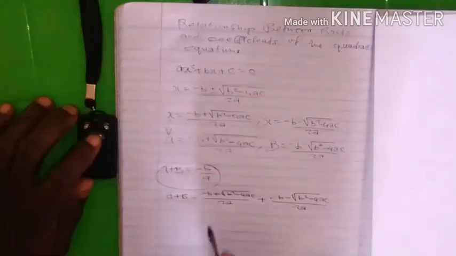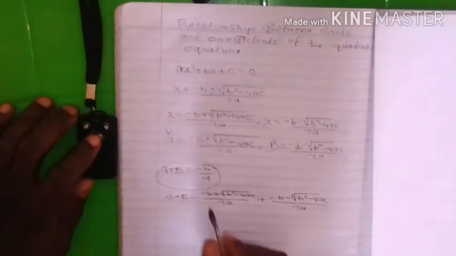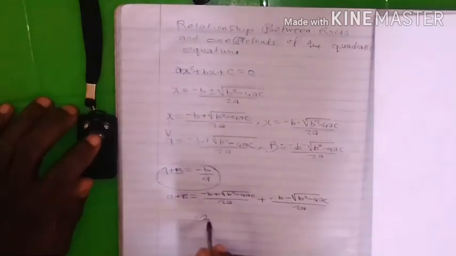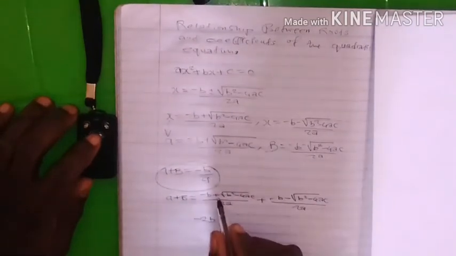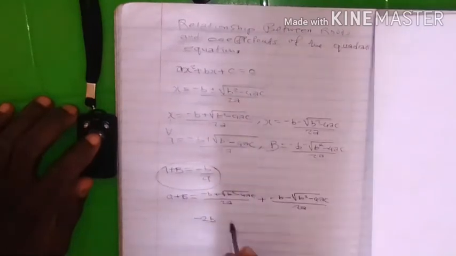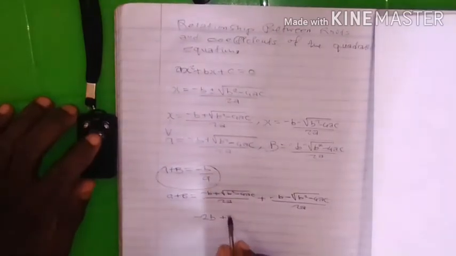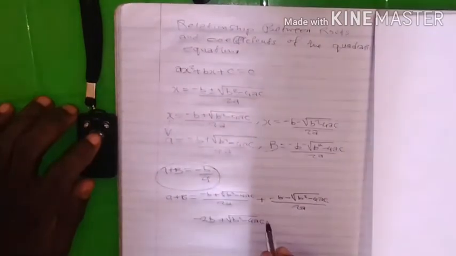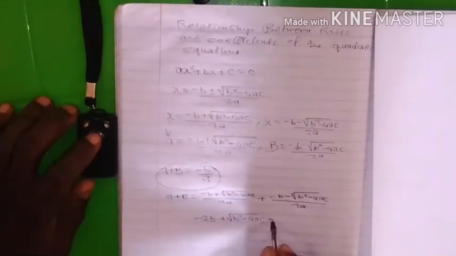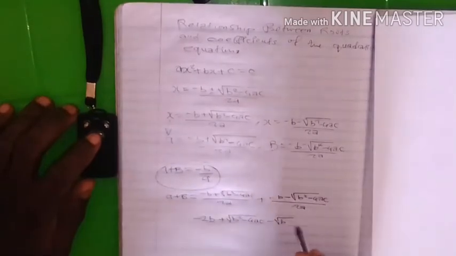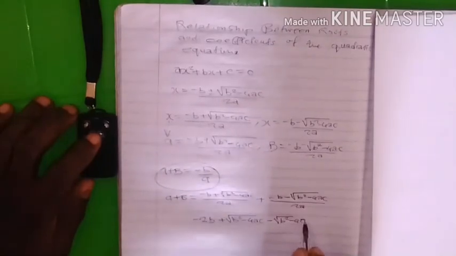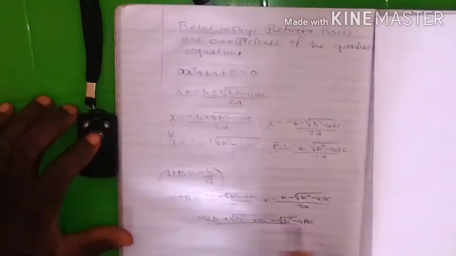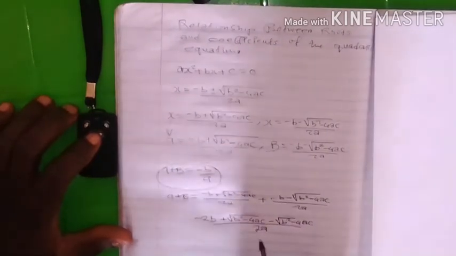From there, we are going to see that minus b plus minus b, we are going to have minus 2b. Then this one and this one, we are going to have plus the root of b squared minus 4ac. Then this one and this one, we are going to have minus the root of b squared minus 4ac. Then we are going to have 2a as the common denominator.